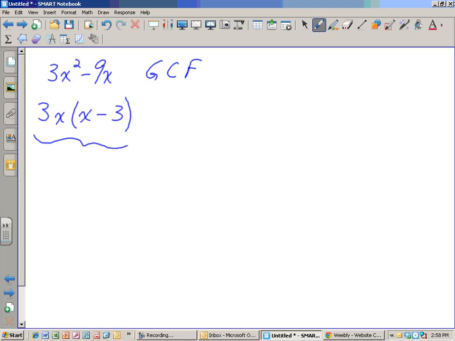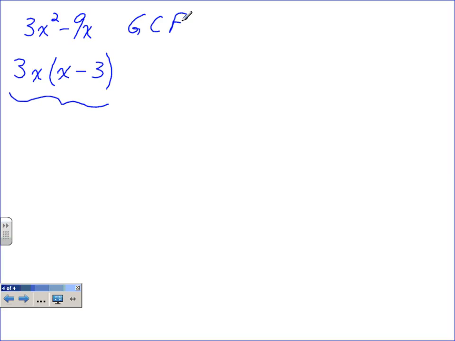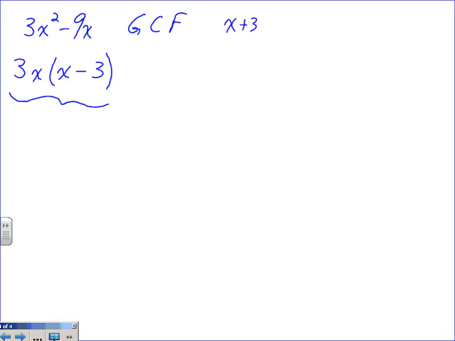All right. Well then, in the second section that we had, we did FOIL. And maybe we did x plus 3 times x plus 5. When we used FOIL, we would get x squared plus 5x plus 3x plus 15. And that's using this method we called FOIL: first, outside, inside, and last.